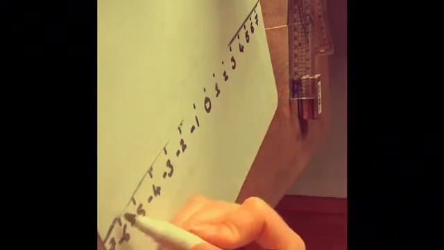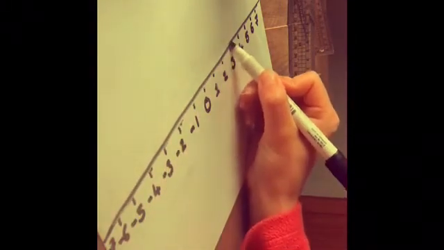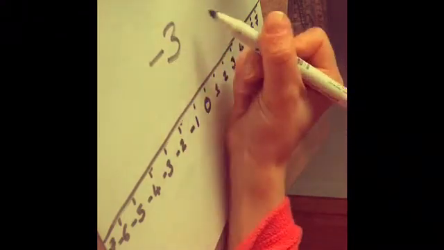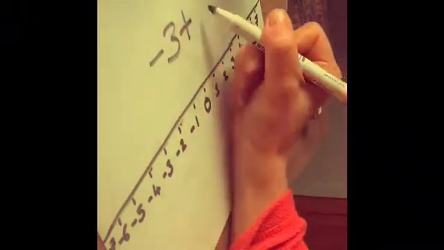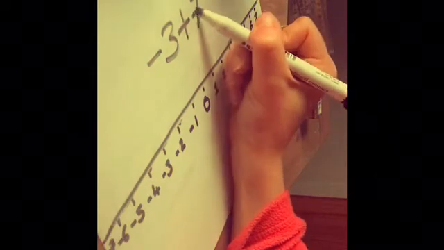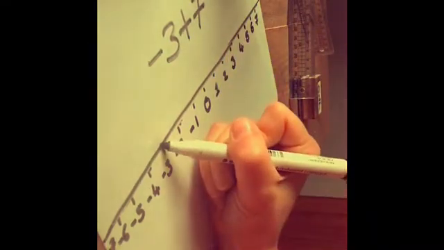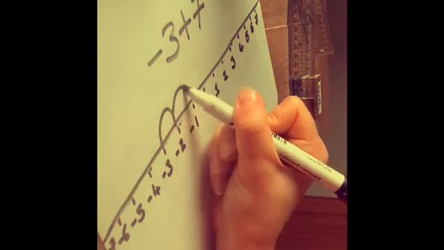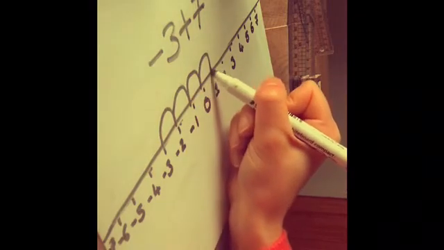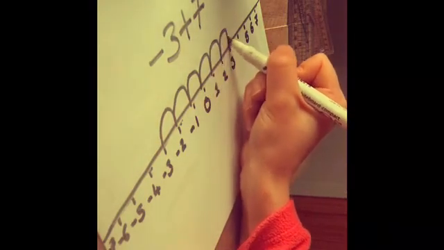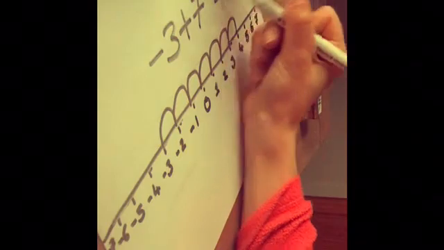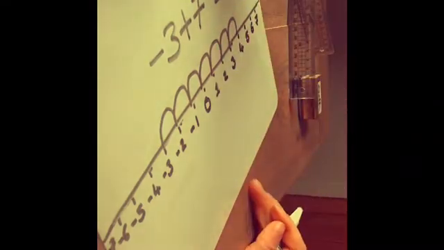Let's do another one. Let's say that we are starting on -3 and we are going to add 7. So we start at -3, we go up 7. 1, 2, 3, 4, 5, 6, 7. That equals 4.